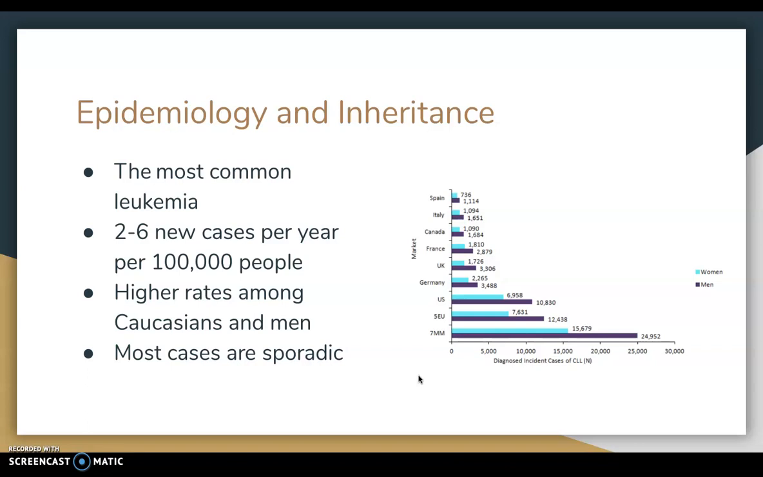This chart that's on the screen here mostly just sums up what I just said, but you can see the US, if you add those numbers, it's about 15,000 cases per year, and it seems that there are more men that tend to be diagnosed with this than women.